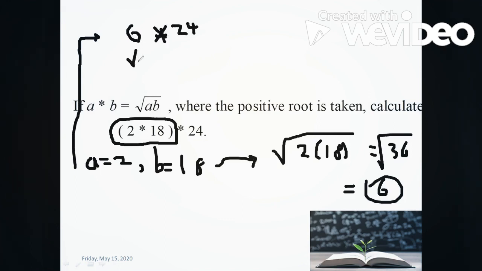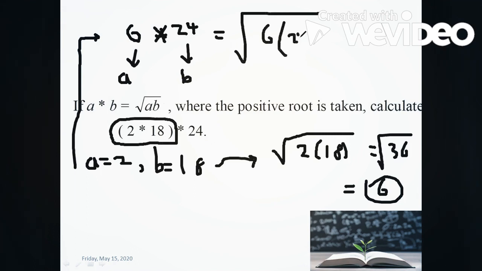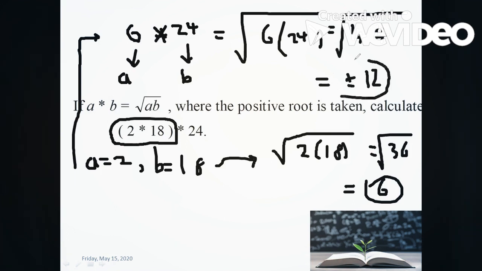So this is our new A, and 24 is going to be our B, but the operation doesn't change. It's still root AB. So it's going to be 6 multiplied by 24. 6 times 24 is, yes, 144. And root 144 is plus or minus 12. So that's our answer.